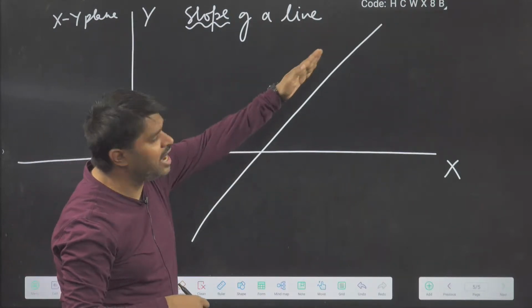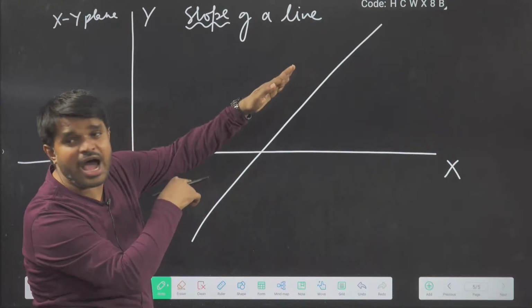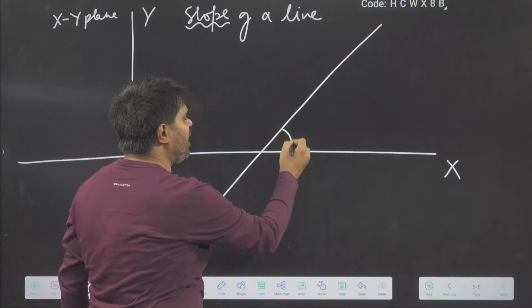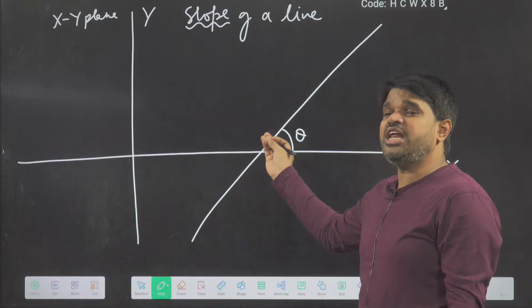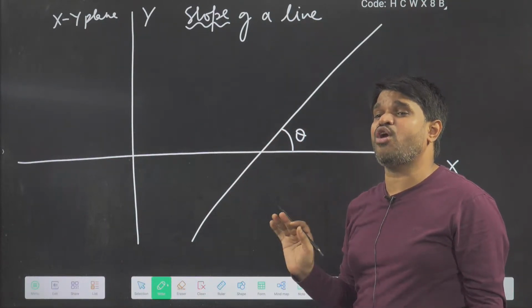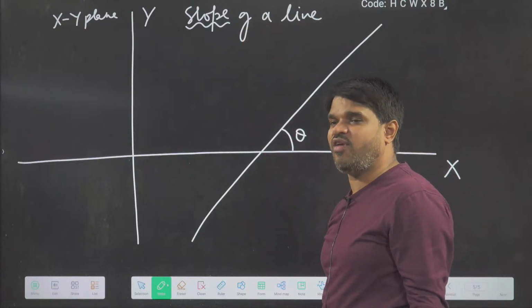See the line and the x-axis. Find the angle between the line and the right direction of the x-axis. Let's say this angle is theta. When you take tan of this angle, this tan is called the slope of the line.